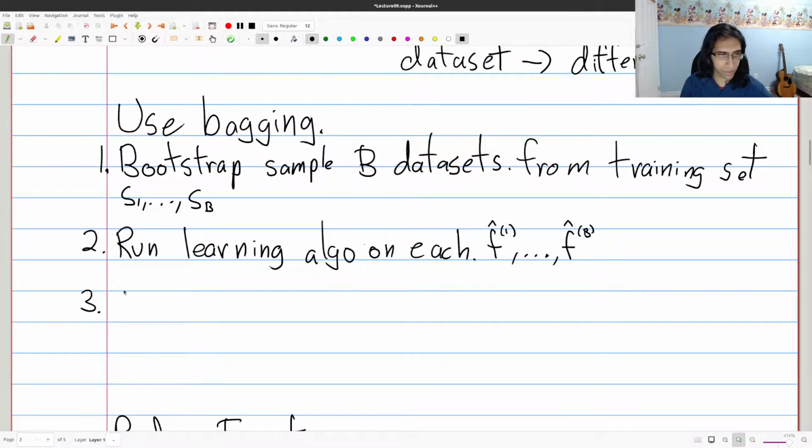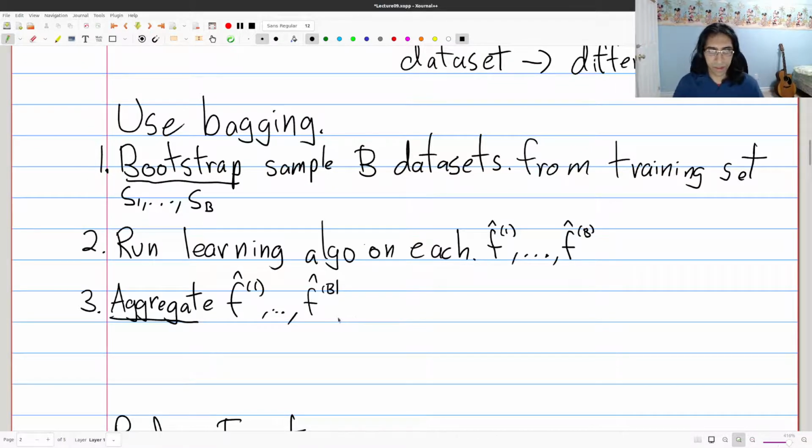So this is where the aggregate comes in. We're going to aggregate this. So here's where the name comes in, bootstrap and aggregate. And how do we combine them? Well, it's pretty simple. It's maybe the way that you would expect. It depends whether we're in a regression versus a classification setting. So let's start with the regression just because it's more intuitive maybe.